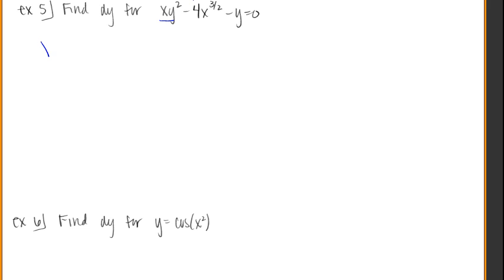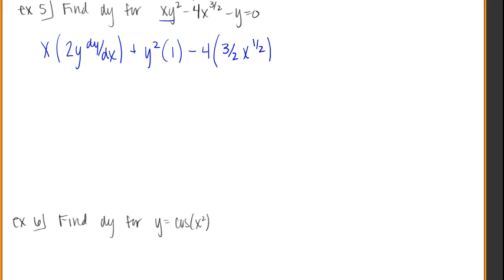So it's going to be first times the derivative of the second, which will be 2y dy/dx, plus the second times the derivative of the first, which is 1. Minus 4 times the derivative of x to the 3/2, which will be 3/2 x to the 1/2. And then the derivative of negative y would be a negative 1 times dy/dx, equals 0. Okay, so let's work some more on this.